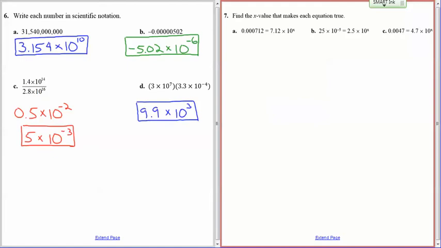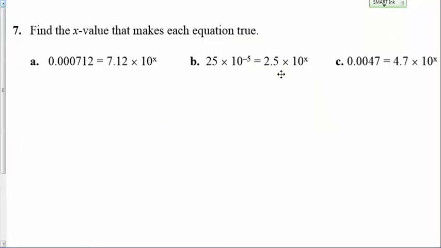Last set of problems here. Let me go full screen on this one. Alright, so basically we've got a number in standard notation. We're being asked to turn it into scientific notation. So what would its exponent be? It would be negative 4, as in 1, 2, 3, 4 times that I would have to divide by 10.